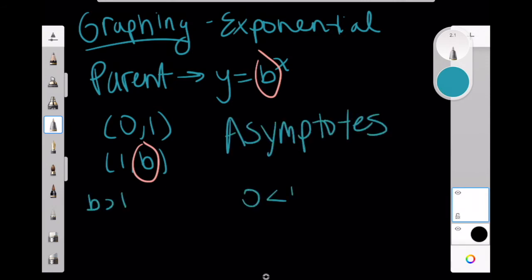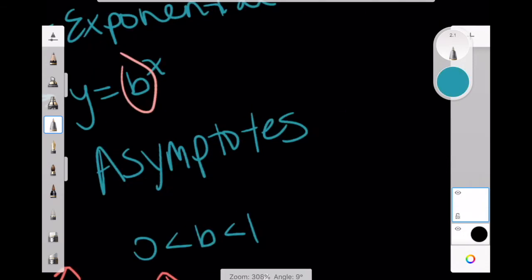So the two cases that we're going to learn first are when b is greater than 1 and when b is in between 0 and 1. Here are what the basic graphs are supposed to look like and where the asymptotes are in relation.